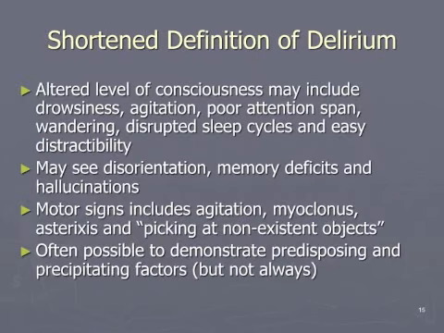Now, to shorten this down, and operationalize all this information, I think you'd be thinking of delirium as someone presenting with altered level of consciousness, and that may be drowsiness or could be agitation. They would have a poor attention span. They might be wandering if they're mobile. They would have disrupted sleep cycles, and they're easily distractible. You may see disorientation and memory deficits in your interaction with them, and they also may be having hallucinations.